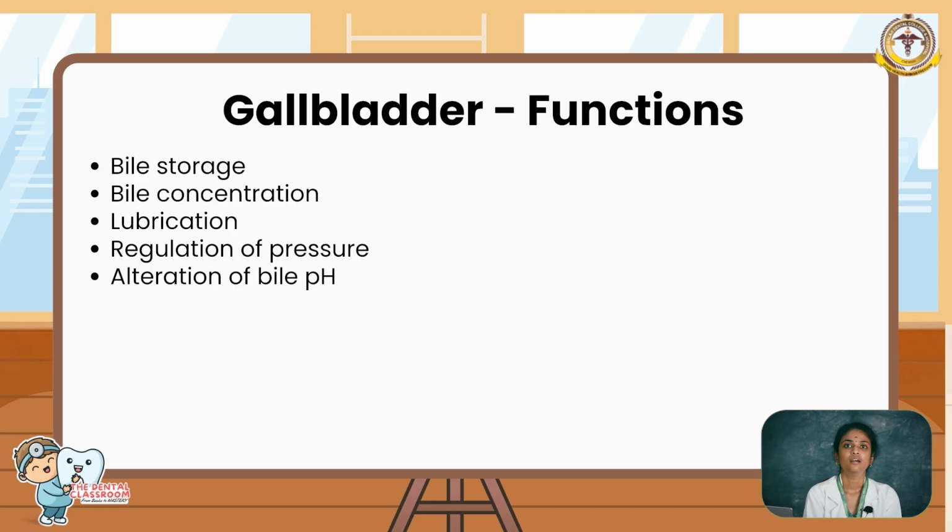Functions of the gallbladder: it helps in storage function, bile concentration function, and lubrication function. It helps in regulation of pressure and alteration of bile pH. We all know about the pH of bile. The hepatic duct bile pH is 8 to 8.6, and the cystic duct bile is neutral.